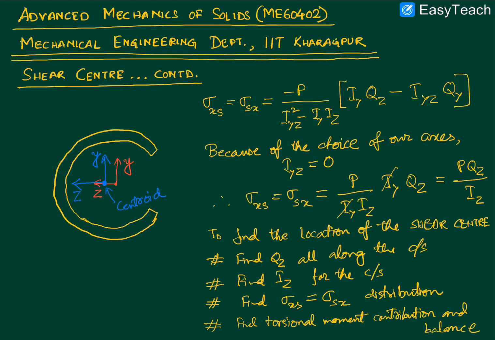So what do I mean by this? Again, referring back to our previous lectures, the shear stress distribution that we obtained in the previous step will enable us to find out the contribution to the torsional moment over the entire cross section due to that distribution. And next, what we'll be doing is to balance that torsional moment contribution from the shear stress to the torsional moment contribution from the externally applied load P. And that will give us the location of the shear center. So let us proceed to find out the location of the shear center by following these steps one by one.